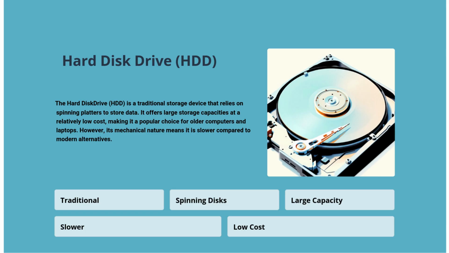HDD is a traditional storage device used in computers. Inside an HDD, there are spinning disks, called platters, which store data. Because these disks rotate mechanically, HDD is slower compared to modern storage devices, but the advantage is, it can store a large amount of data at a low cost. For example, older laptops and desktop computers usually use HDDs to store movies, documents, photos, and software. So remember, HDD is cheap, has large capacity, but is slow.